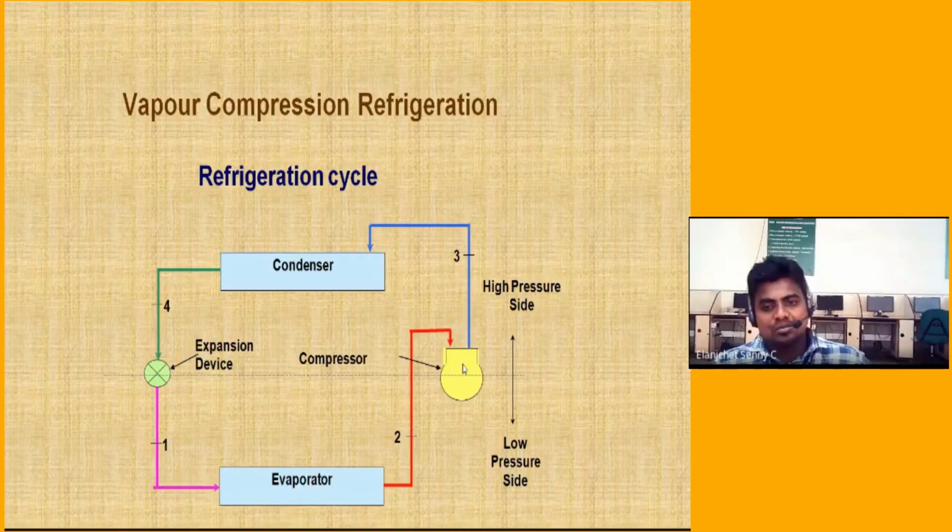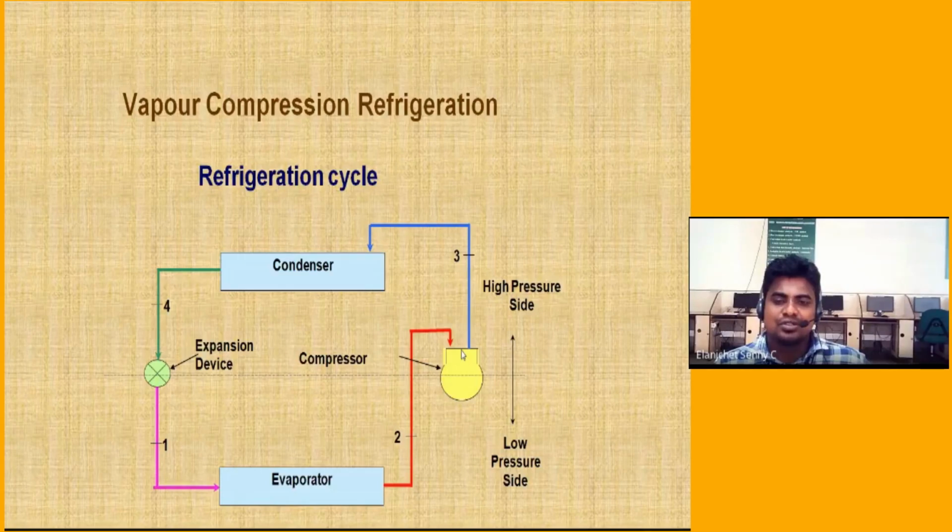The compressor is used to compress the refrigerant to a higher pressure. After the refrigerant is compressed, it goes to the higher pressure side, then it moves to the condenser. Then it is given to the expansion valve. Then the refrigerant moves to the evaporator, where it removes the heat, and again it is given to the compressor.